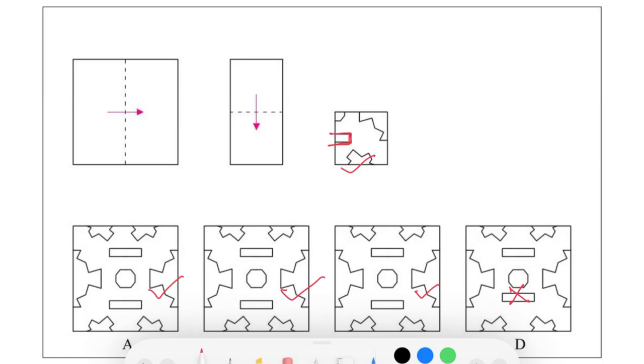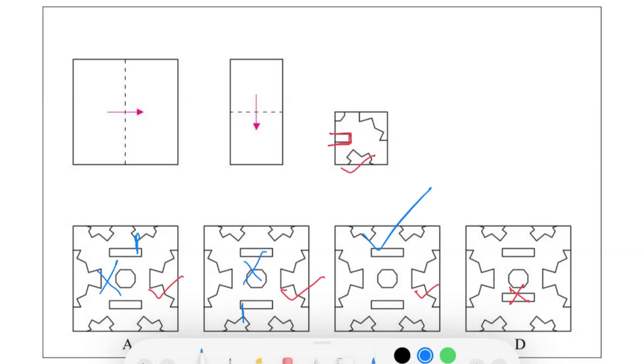So in this case, now look at other issues. You have to look minutely. If you see this is not aligning, and this is also not aligning, that means figure A and figure B are wrong and only figure C is correct.